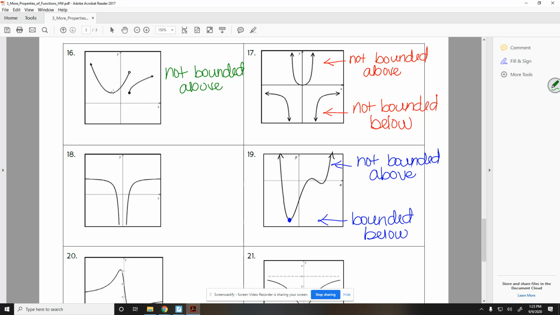But at the bottom, it does have a low point. And I can't really tell whether this parabola has the minimum or this dot over here is the minimum, but it doesn't matter. The point is there's no arrow pointing down. So that means this would be called bounded below. Okay, hopefully that helps.